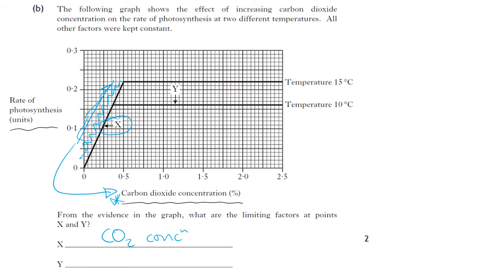Now let's look at the other one, right? So Y, when it's levelled off, I know it's not this thing that's on the bottom because I'm increasing CO2 and it's not having any impact on the rate of photosynthesis. So when it's levelled off, I look up and think, what's lower on my line here? What's lower on this bottom line? Temperature.